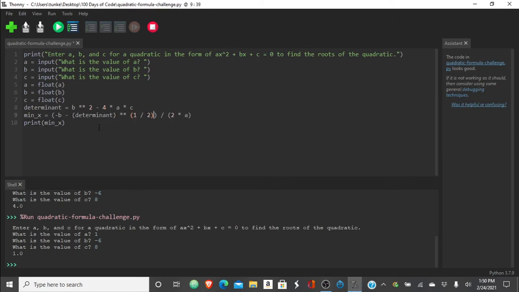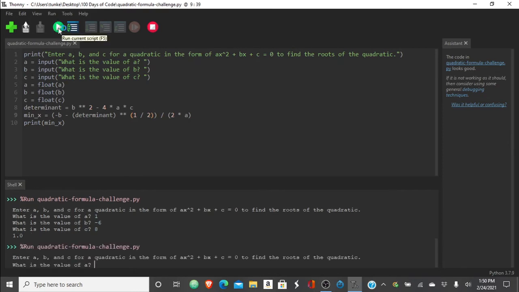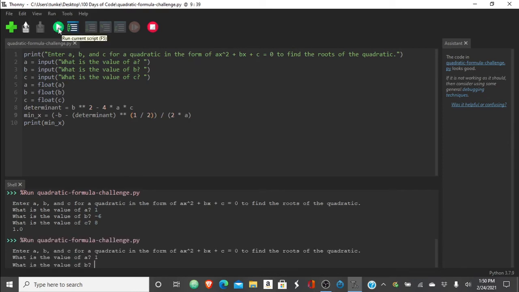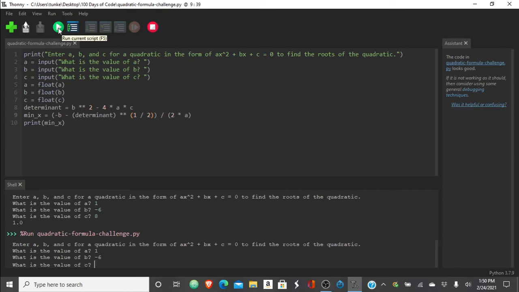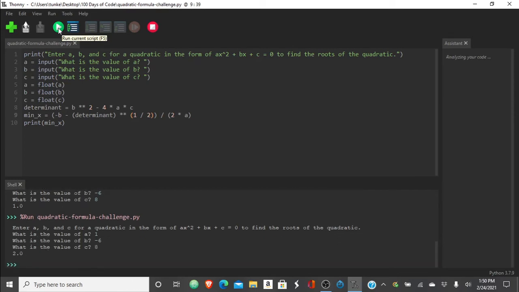Okay. And now let's see if it works. So this is why we test, because sometimes you can make errors. So we'll run. We have 1, negative 6, and 8. We should get a minimum value of 2. We did. All right. Now let's do the max x.